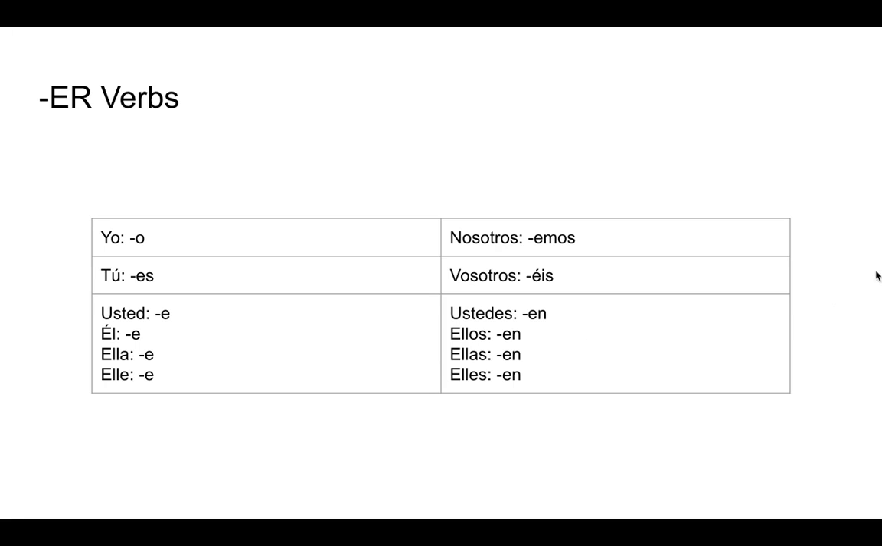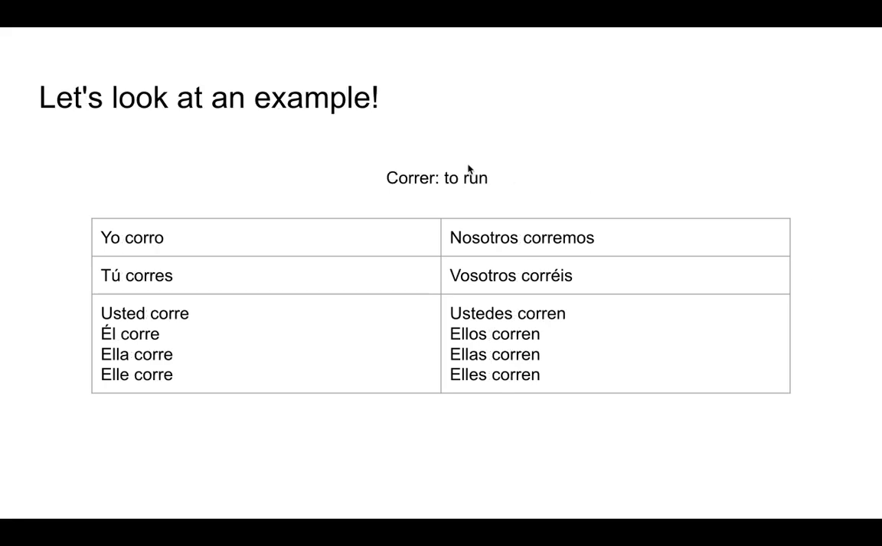Let's take a look at what this looks like with a verb. So my verb here is correr, to run. First I said adios to that ER, and then I added my endings that we saw in the last couple of slides. And I get yo corro, I run. Tú corres, you run. Usted corre, you formal run. Él corre, he runs. Ella corre, she runs. Ella corre, they run.